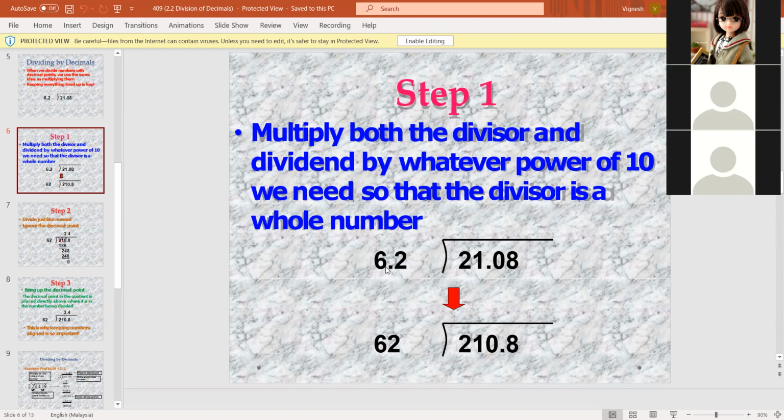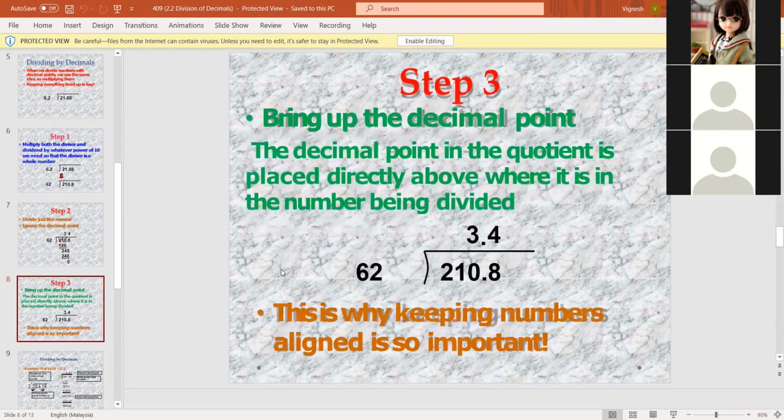How many places, no problem. It should become a normal number. So for this, moving one decimal place is enough. So you are moving one decimal point. Okay, it becomes 62. And the same goes here, you are moving one decimal point, so it becomes 210.8.